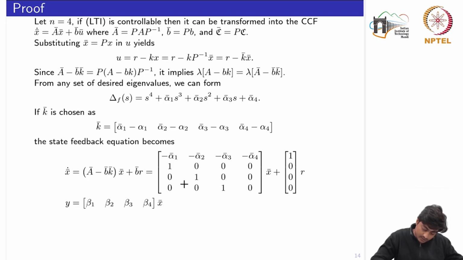our state feedback equation will become this one. We have a bar already in the transformed way in the controllable canonical form. B bar we would have PB, and k bar we are using this one. So if I substitute all these vectors and matrices into this equation, we would have this A matrix and this B matrix. The C matrix would remain as it is because beta 1 to beta 4 are already of the transformed system.